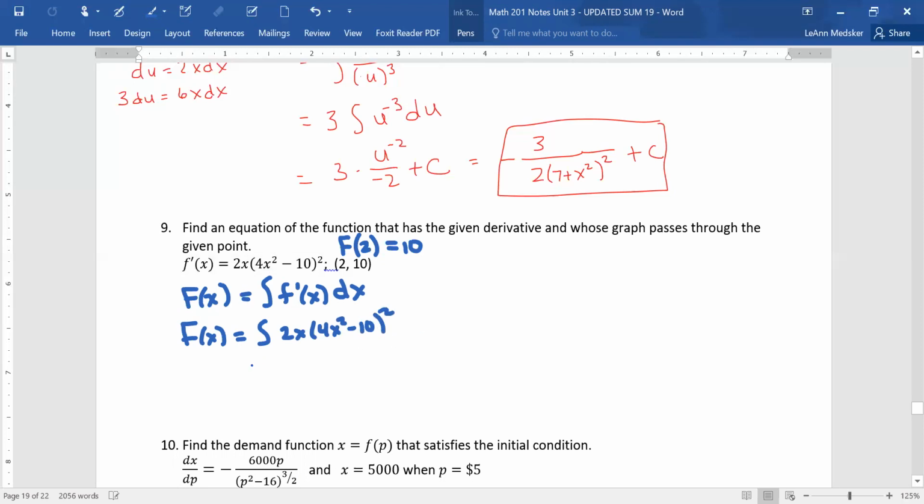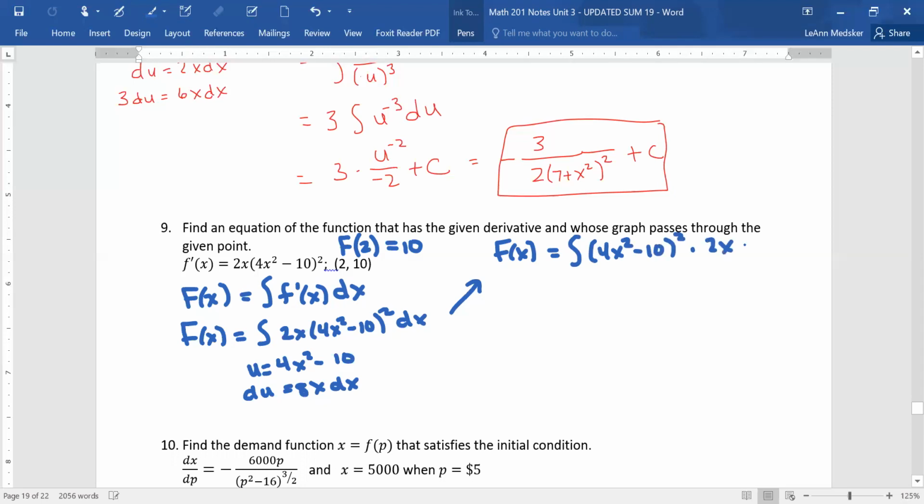We're going to try to do a U-substitution here. So u equals 4x squared minus 10, and that's a dx. Sorry, I left off my dx. du would be 8x dx. So let's regroup this a little bit. So big F of x is the integral of 4x squared minus 10 to the second times a 2x dx. This helps me figure out how I need to change this. I've got 8x dx. I need a 2x dx, so I'm going to divide both sides by 4. So this makes du over 4 is equal to 2x dx. And that will fit my substitution.